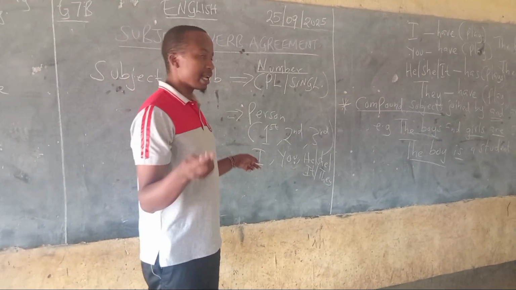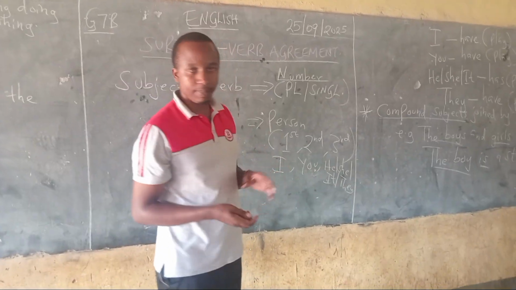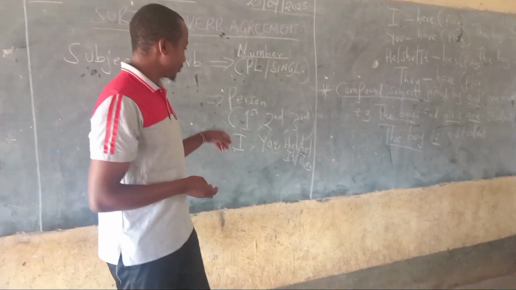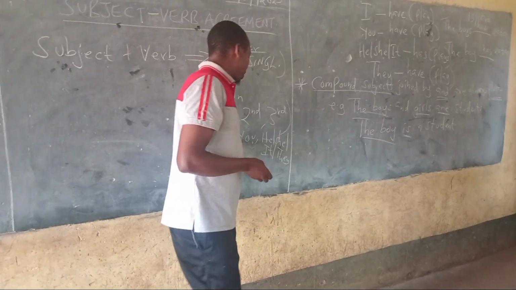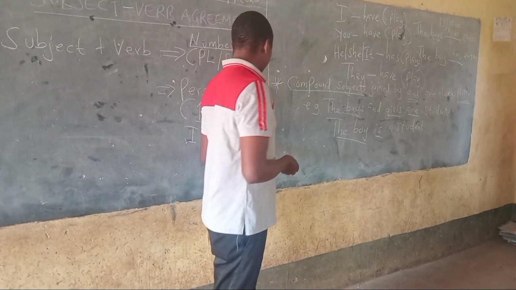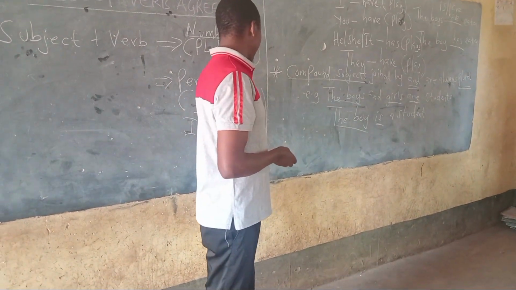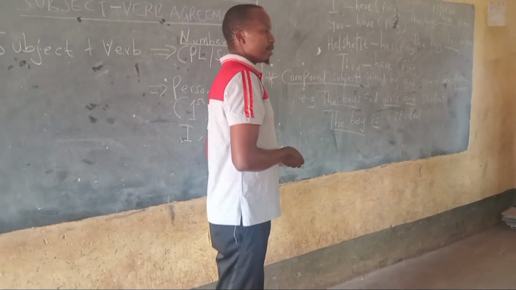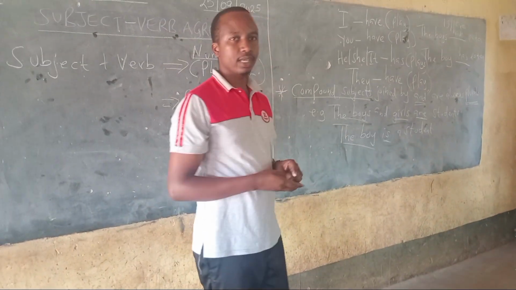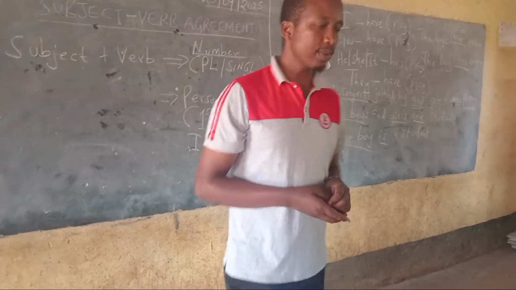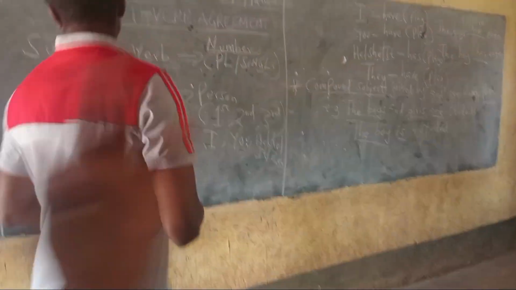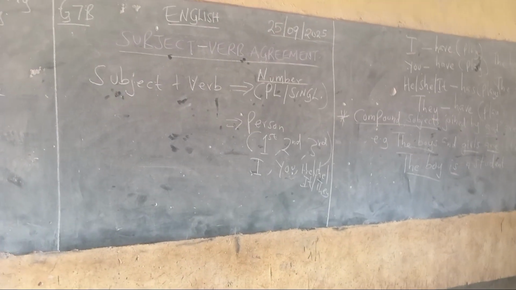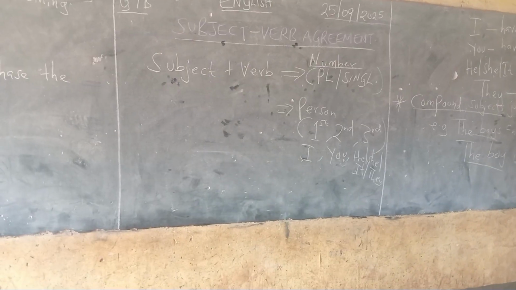In terms of person, we have first person, second person, and third person. First person, we gave an example: the pronoun I. Second person pronoun you. Third person pronoun she, he, and they. That is if we are talking about singular. Are we together? Yes.